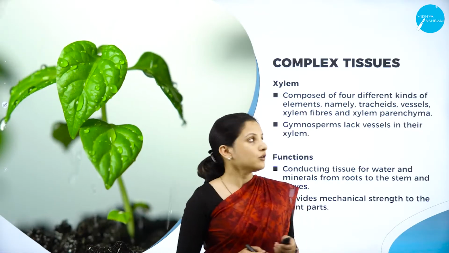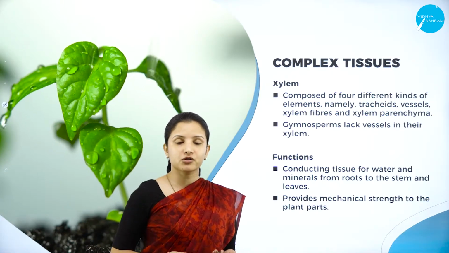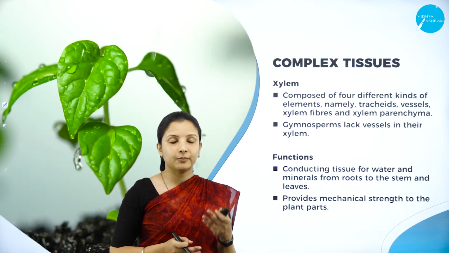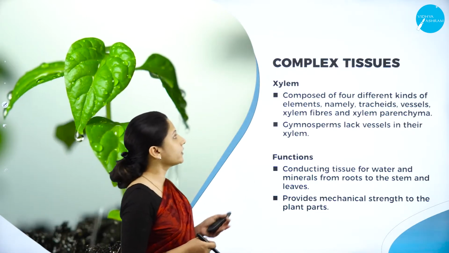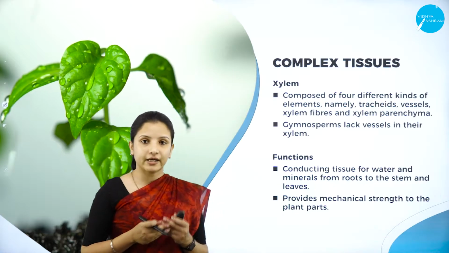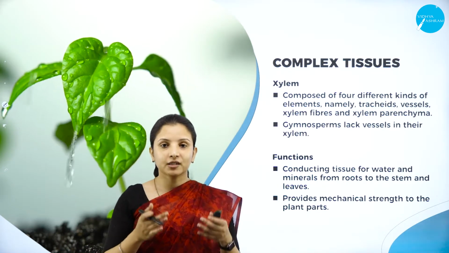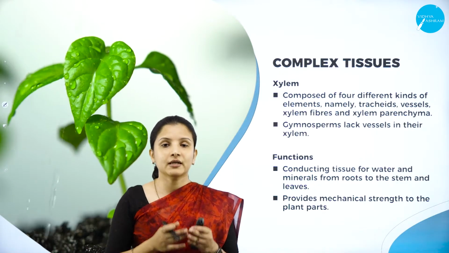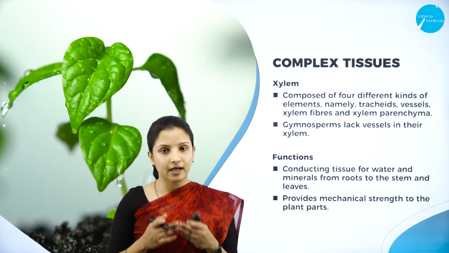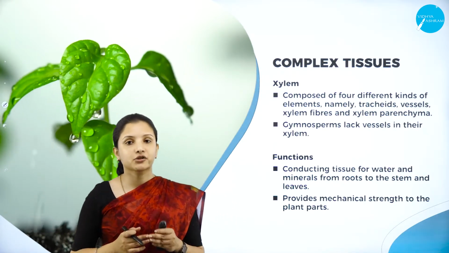So next, moving on to the complex tissues. We finished with the simple tissues, which were the parenchyma, the collenchyma, and the Sclerenchyma. So now moving on to the complex tissues. Complex tissues are the xylem and the phloem. So what are the xylem and phloem? The vascular tissues in a plant body are nothing but the xylem and the phloem. The xylem helps in the conduction of water, and the phloem helps in the conduction of food.